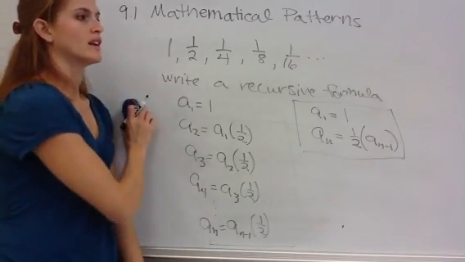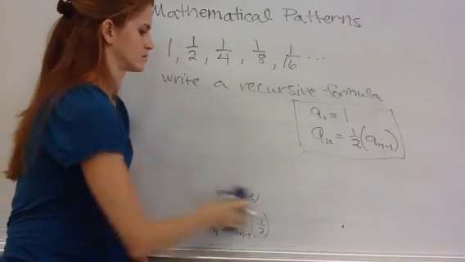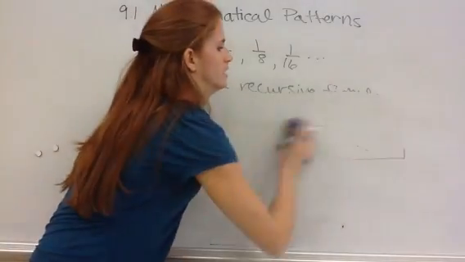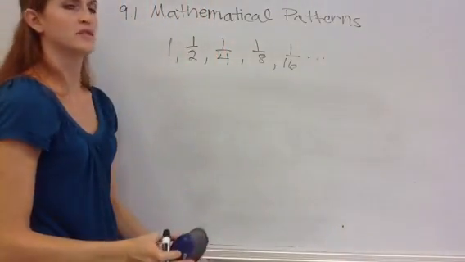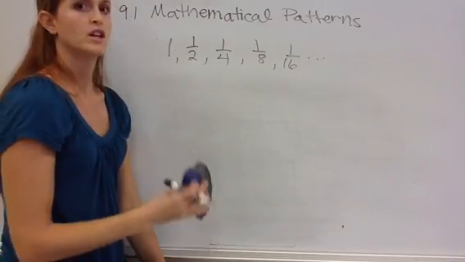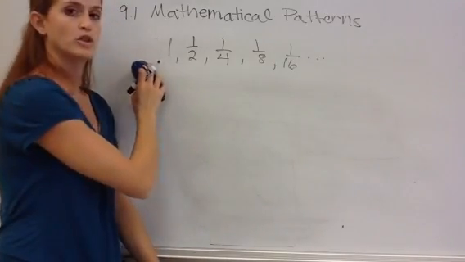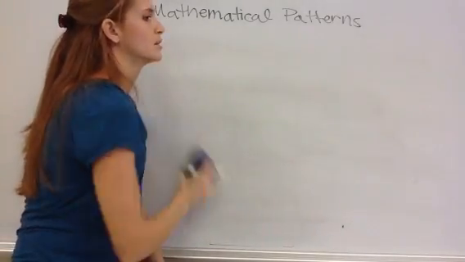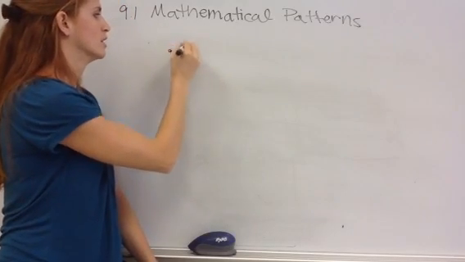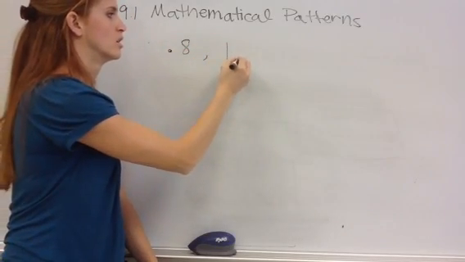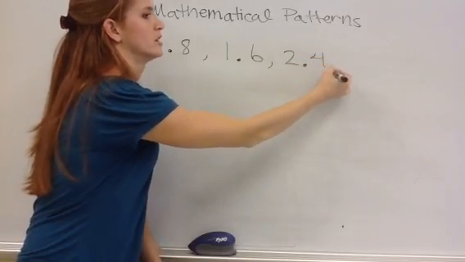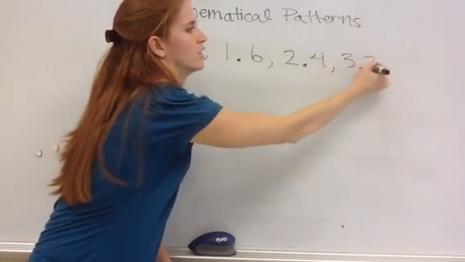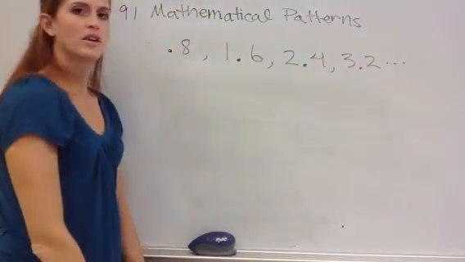Let's practice writing an explicit formula. This one would be challenging to write an explicit formula for, even if there is one. So make sure you follow directions and write the one you're supposed to. Let's do a new problem. Let's say we have 0.8, 1.6, 2.4, 3.2, and this was our pattern.